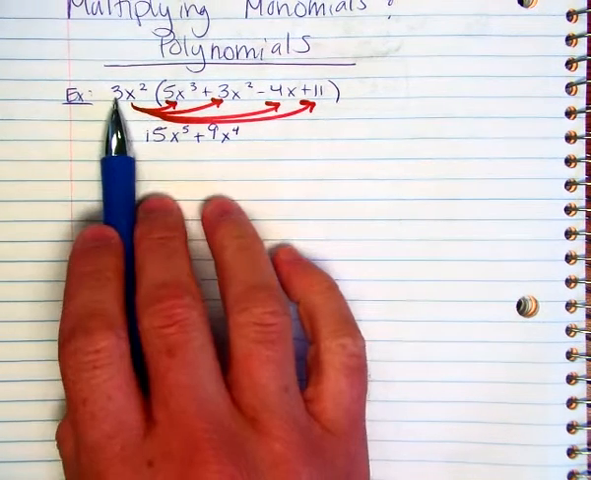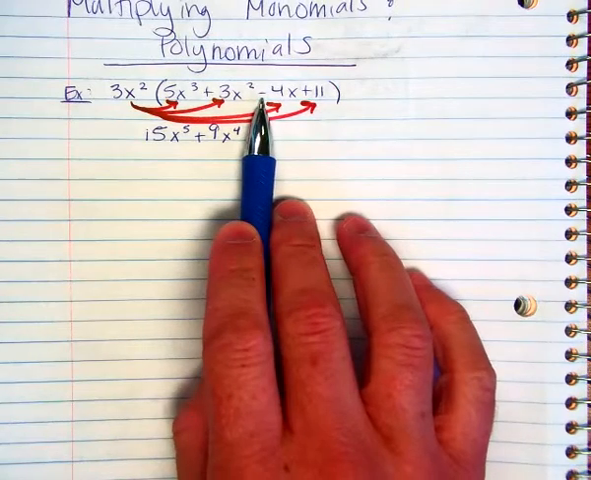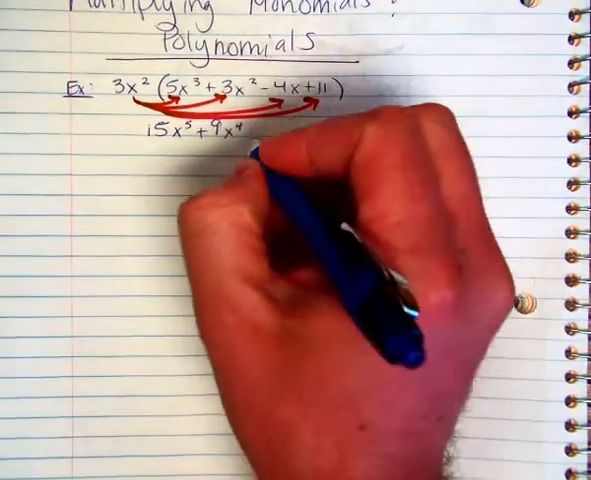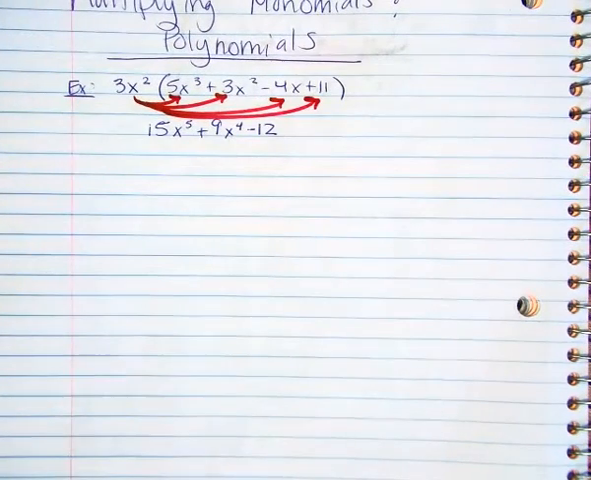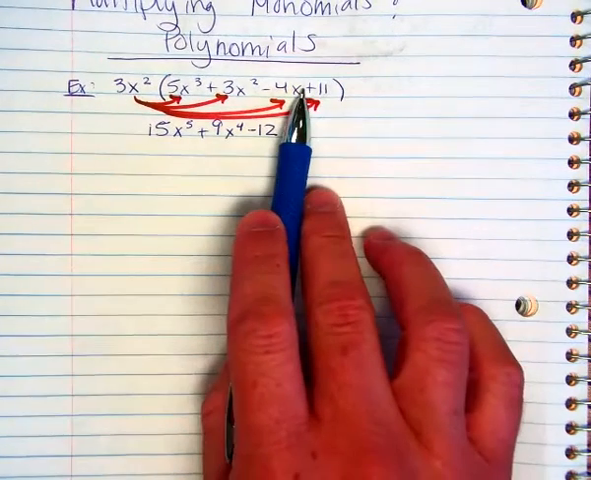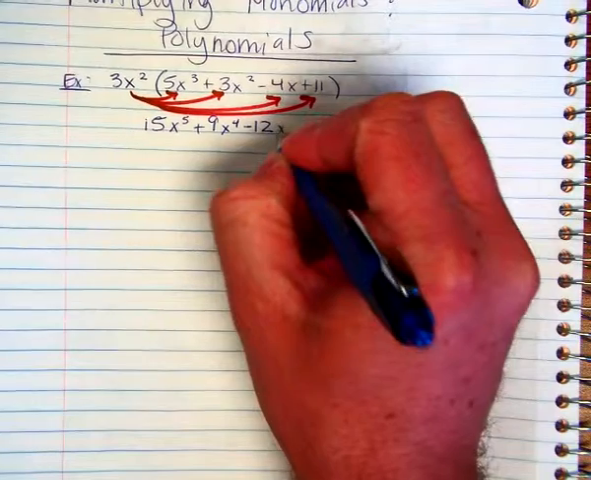Next term, 3 times, and we're going to treat this minus sign like it's a negative. 3 times negative 4 is negative 12. And then we add the exponents, 2 and 1. Remember, there's a 1 if there's nothing there, to make x to the 3rd.